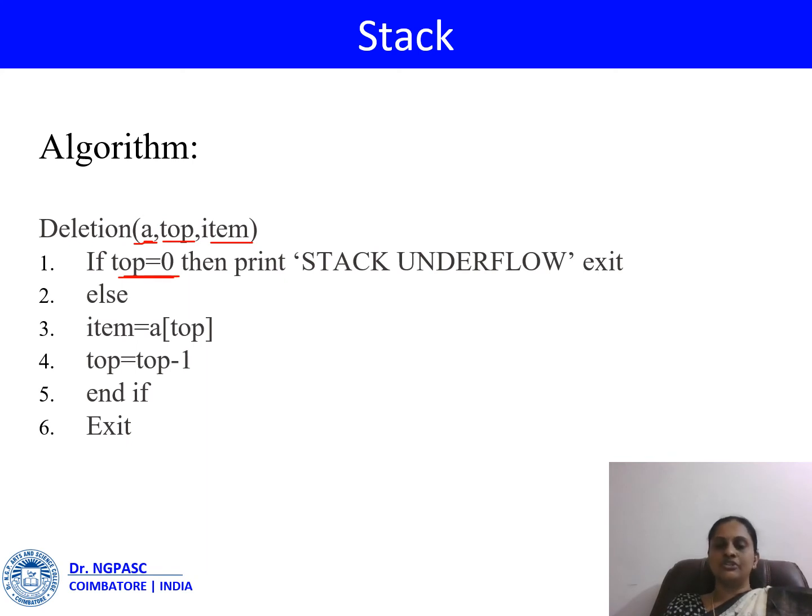So if top is equal to 0, that means the stack is empty. The first thing I'm checking is whether top is equal to 0. If it is equal to 0, I will print stack underflow and exit. Otherwise, I will store the element that is at the top in the variable called item, and then I decrement the value of top. After that, I exit from the algorithm. So this is the simplest algorithm for the deletion operation.